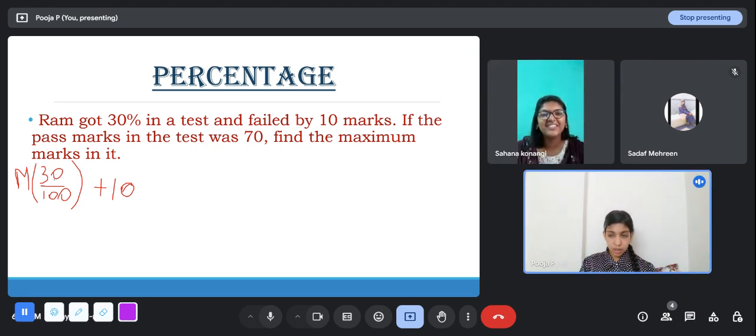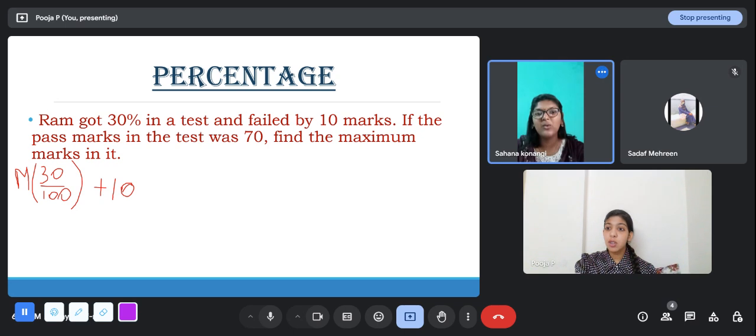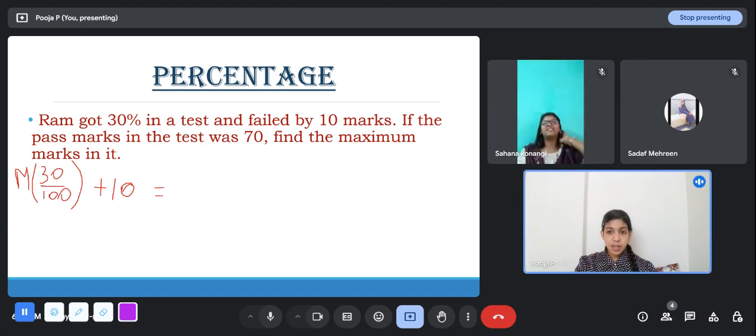30 percentage of the total marks is 60, correct. But what have they asked? The marks that he scored? No. Maximum marks from the test. Not what Ram got. In the test which Ram wrote, what was the highest marks that can be given? This M is called the maximum marks. So this is given as 70.